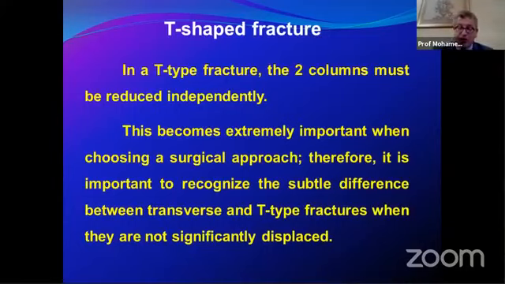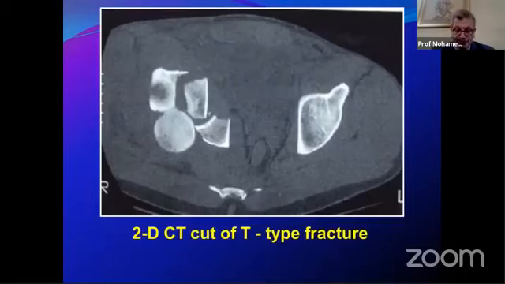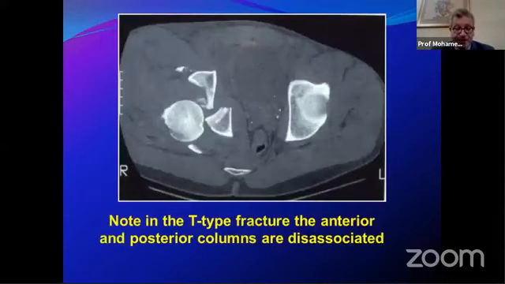It's important to recognize the difference between the transverse and the T-shaped fractures. Transverse fracture, just one approach. The T-shaped fractures, I may use two approaches. This is the T-type fracture in CT. We can notice in this CT, the T-shaped or T-type fracture, the anterior and posterior columns are dissociated.